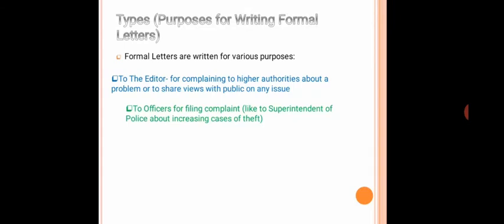Formal letters are also written to officers for filing complaints. For example, writing a letter to the superintendent of police about increasing cases of theft in your locality, or it may be in a similar manner written to any officer in any office about any particular problem. A formal letter may also be written to a business to order something, for example, ordering pieces of furniture, ordering books for the library, ordering sports equipment for school, or maybe booking a room, or many other things like that.